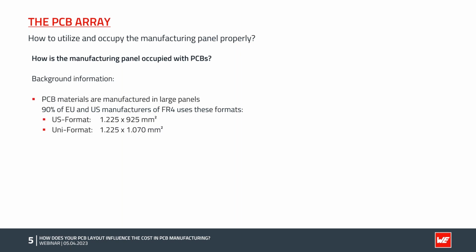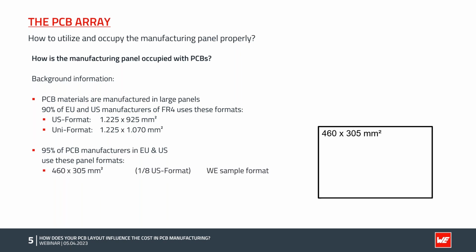And therefore you need to know how big are these panels which we are using. There is some background information here for you. I won't go into every detail, but basically FR4 materials or PCB materials are being manufactured in large panels. All these manufacturers have a standard format, and these standard formats are being cut into different pieces so that the PCB manufacturer itself can work with it. And here you see the pieces that we are using in our fabs.